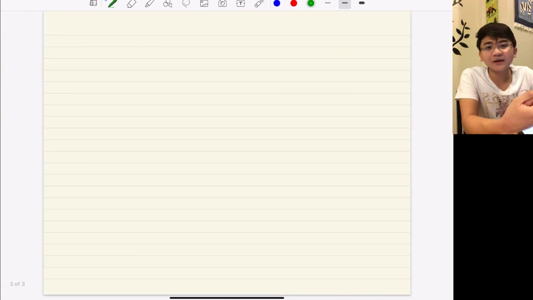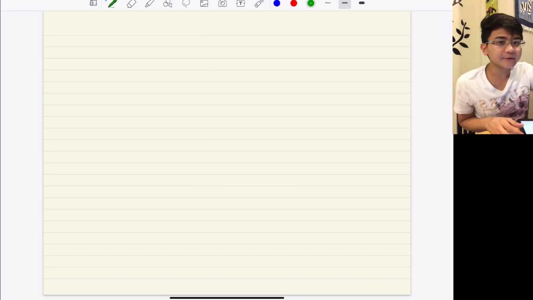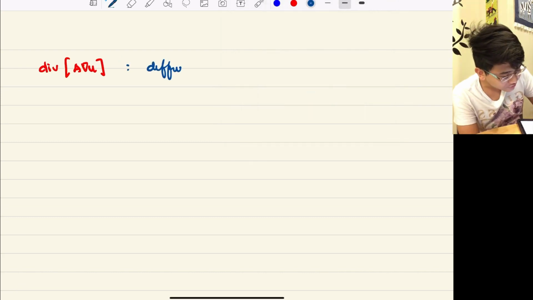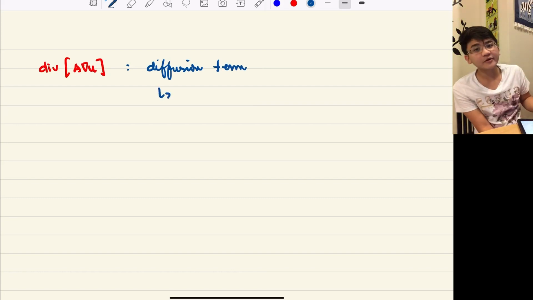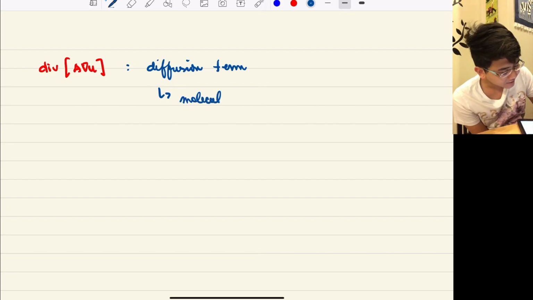The terms appearing in equation star actually have physical meaning. So, for example, the term divergence of A grad U here is interpreted as a diffusion term. This can be thought of as the transport of material through molecular processes. So this is molecular transport.